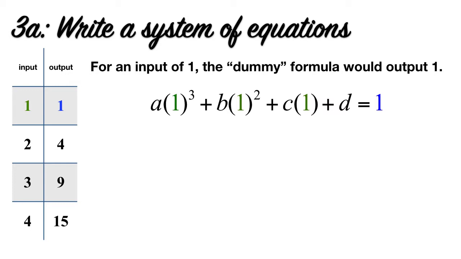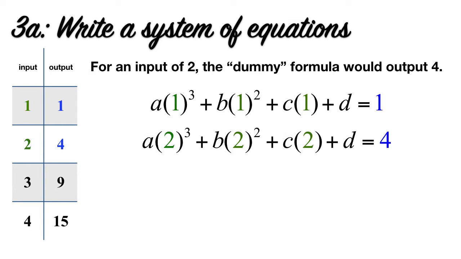Now, we know we want an input of 1 to give us an output of 1. So that means a times 1 cubed plus b times 1 squared plus c times 1 plus d will need to equal 1. Likewise, an input of 2, in other words, the second term of the sequence, should result in an output of 4, meaning a times 2 cubed plus b times 2 squared plus c times 2 plus d will need to equal 4.